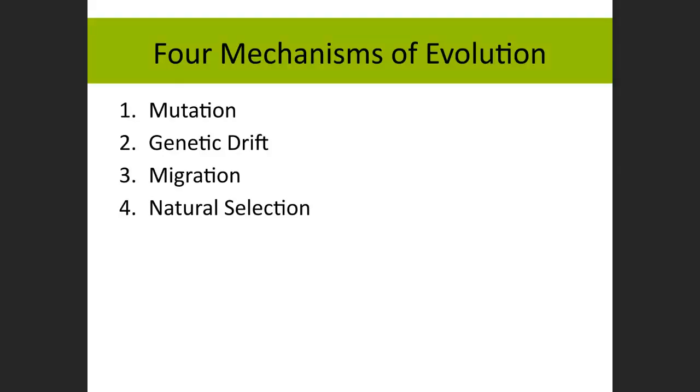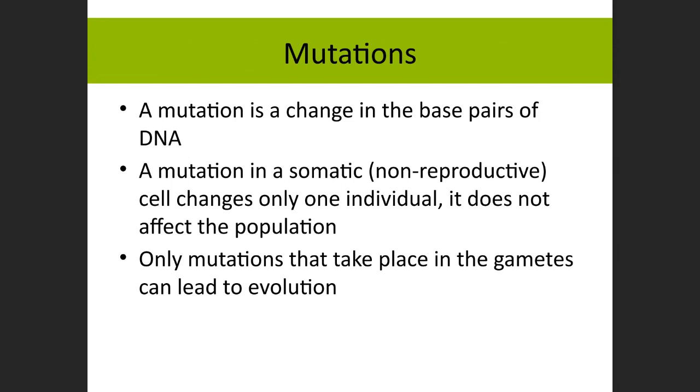All right, we're back, and we are going to go into detail now on these mechanisms of evolution. The first one is mutation, which we've already talked about a little bit when we talked about DNA. A mutation is just a change in the base pairs of the DNA, right? It could be a simple substitution, just going from a T to a G. It could be a whole section inserted or a whole section deleted. So there are different types of mutations.